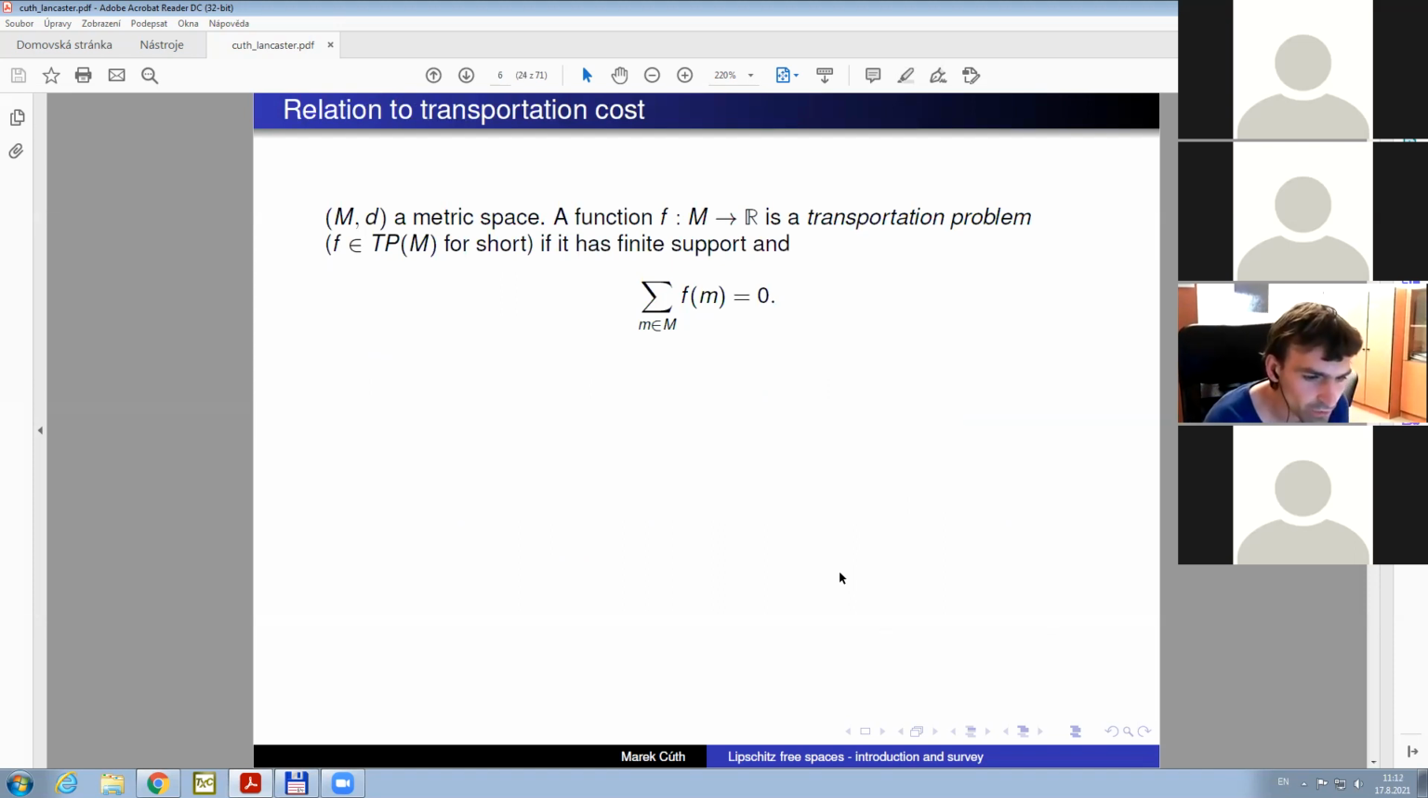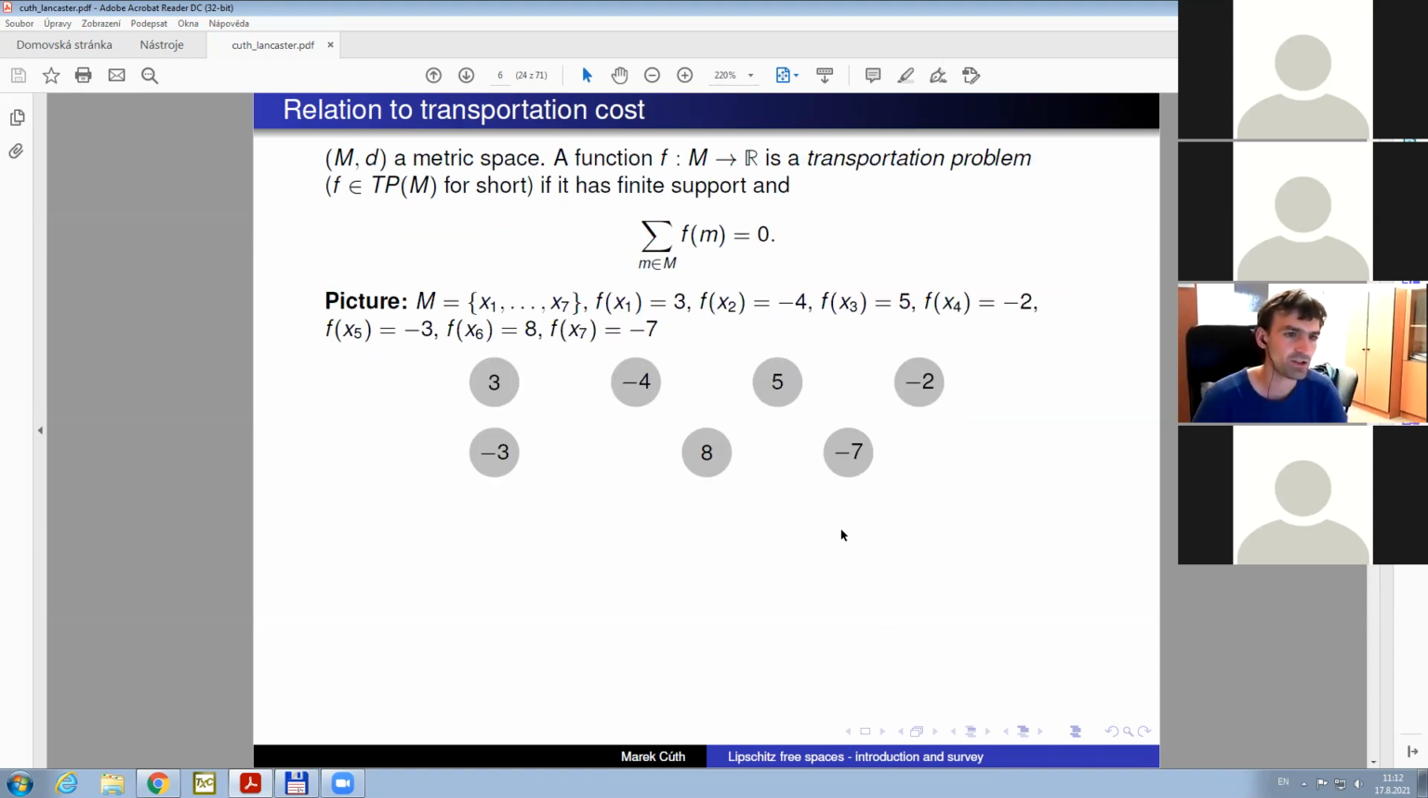So this shows you that there are some applications of this notion in the Banach space theory world. But there are also some connections to fields of mathematics which are outside of Banach spaces. And this is the so-called transportation cost problems, Wasserstein spaces. So let me shortly describe this connection. Whenever we have a metric space, we say that a function is a transportation problem if it has finite support and the sum of its values is 0.